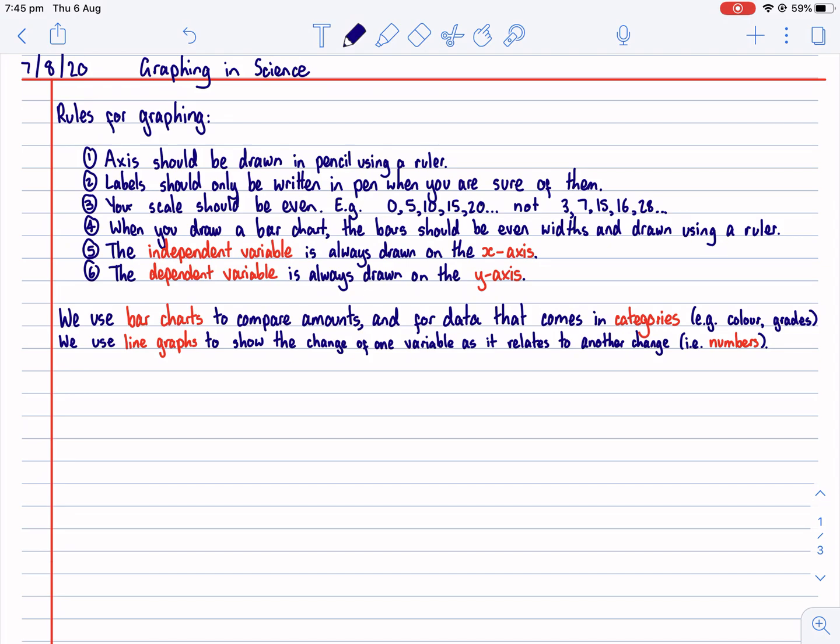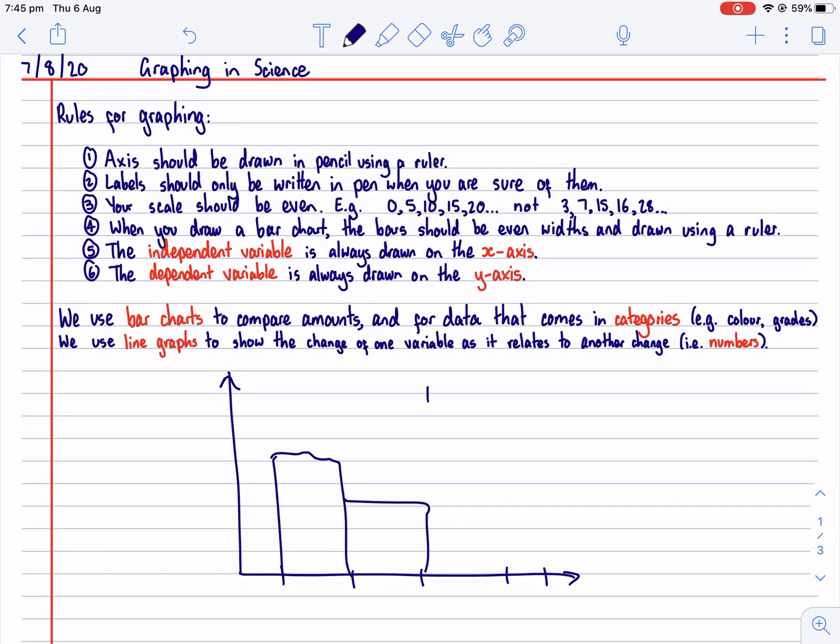Firstly, you should always draw these in pencil using a ruler. I don't want any hand-drawn graphs. I don't want anyone to be like, yeah, boom, boom, boom, boom. That is not on at all.